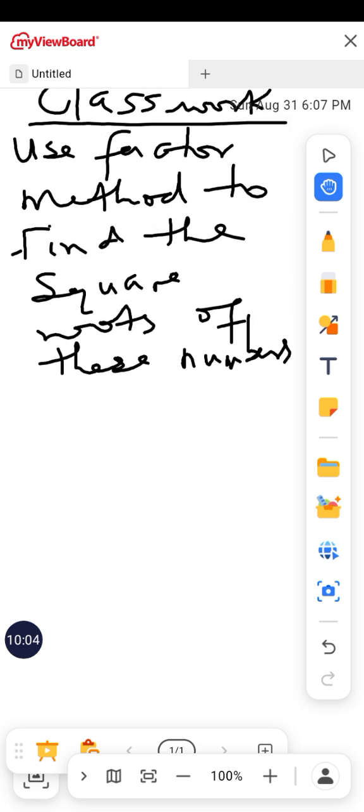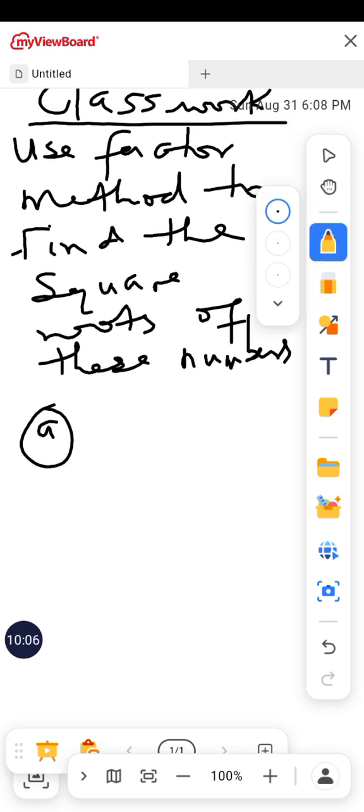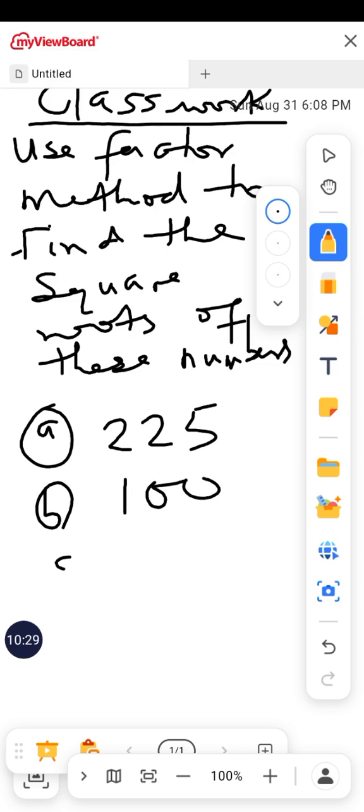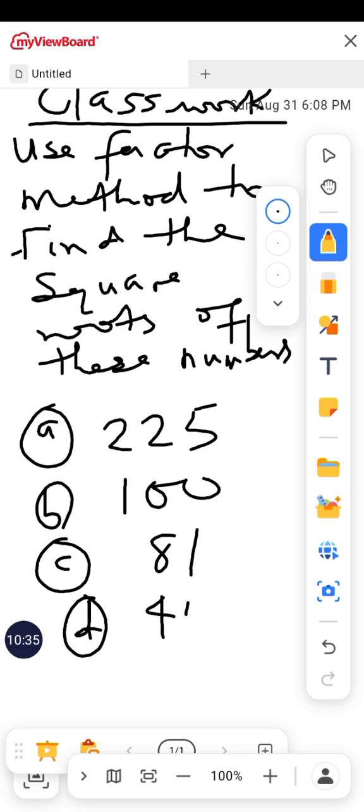Okay, what's the first number? The first number is 225. The second number is 100. The third number is 81, and D is 400.